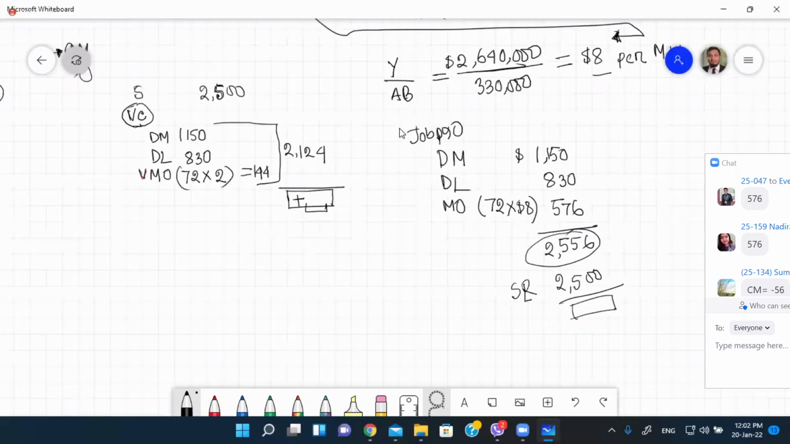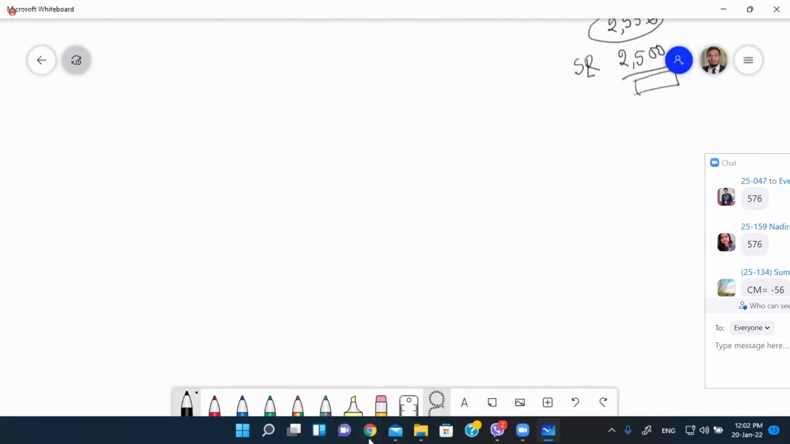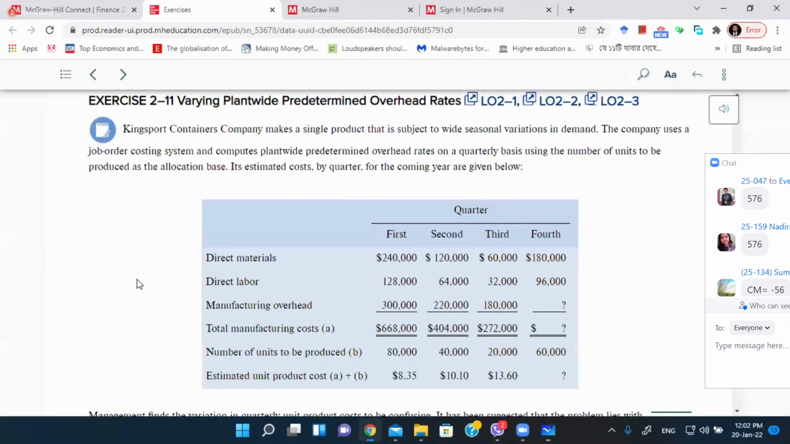So again, okay, exercise number 2-11. King Sport Containers Company makes a single product that is subject to wide seasonal variations in demand. The company uses a job order costing system and computes plant-wide predetermined overhead rates on a quarterly basis, using the number of units to be produced as the allocation base. Its estimated costs by quarter for the coming year are given below.